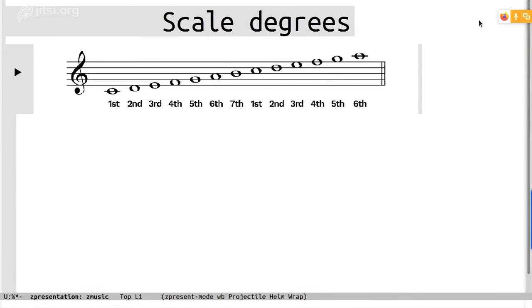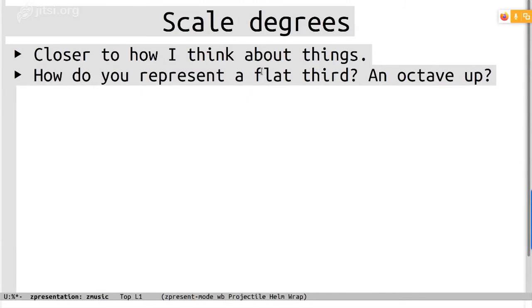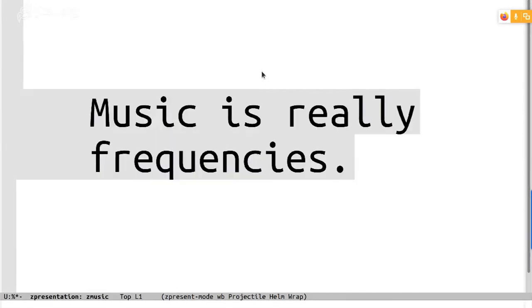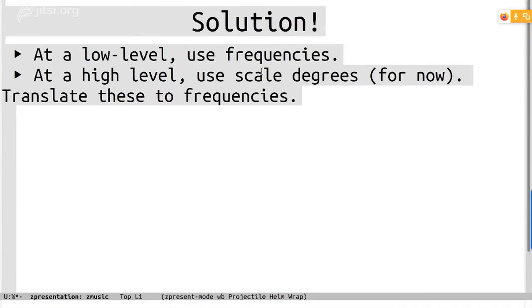So scale degrees are a little bit better, but you see they start to repeat once you get an octave up. So it's closer to how I think about things. It's a little bit confusing still, but music is really frequencies. So I wrote a two-layer thing where at the low level, we're using frequencies. At a high level, we're using scale degrees and just translating those to frequencies. I'd like to get something a little bit better, but I couldn't quite conceptualize what it would be, so this is working for now.